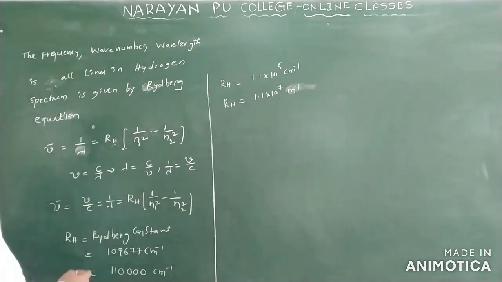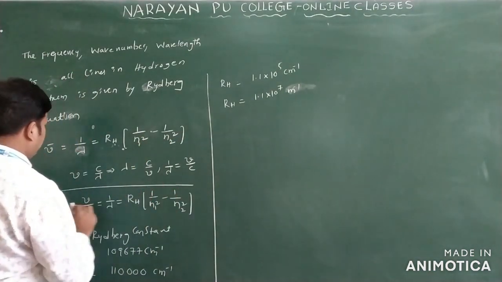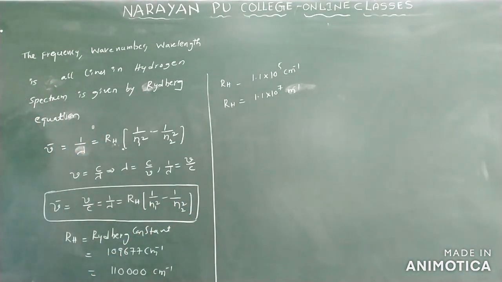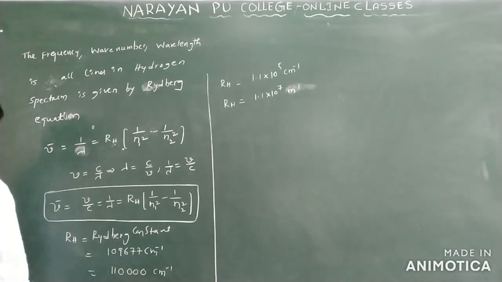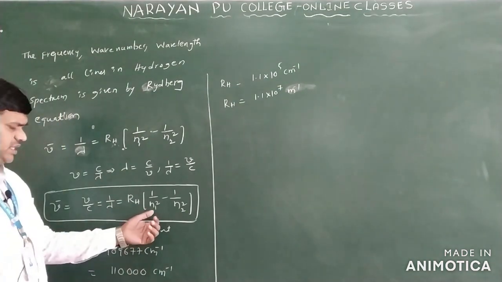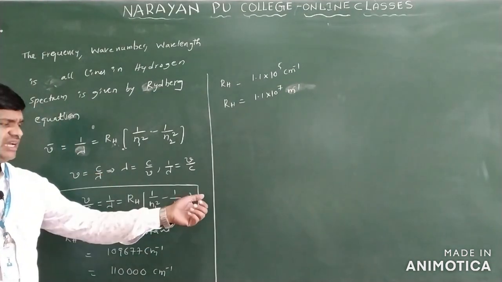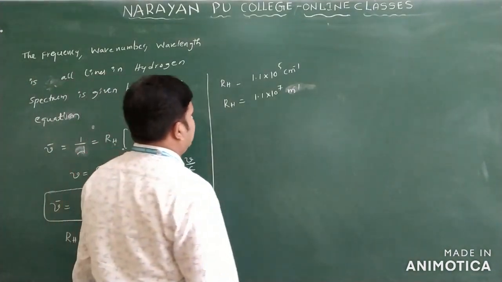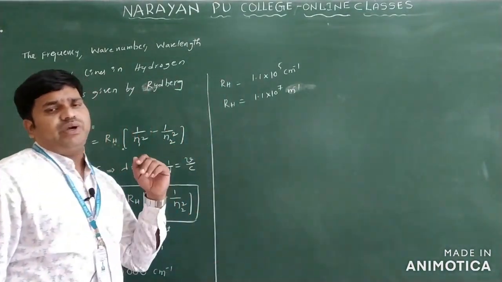This formula is important for us. What is the formula? Nu bar is equal to nu by C, or 1 by lambda is equal to RH into 1 by n1 square minus 1 by n2 square. RH is the Rydberg constant. Nu bar is the wave number, nu is the frequency, C is the velocity of light, lambda is the wavelength. n1 is the initial orbit and n2 is the final orbit. So this is regarding the Rydberg constant value.